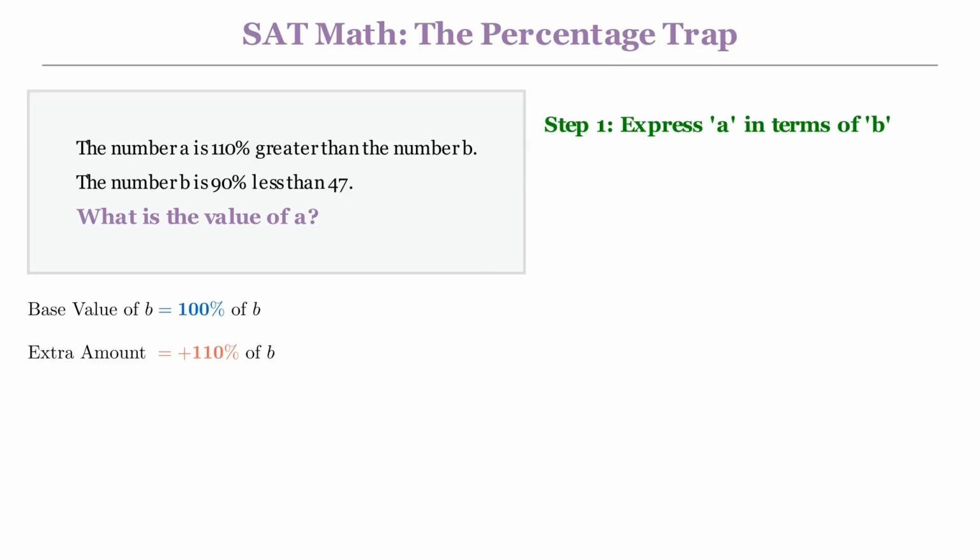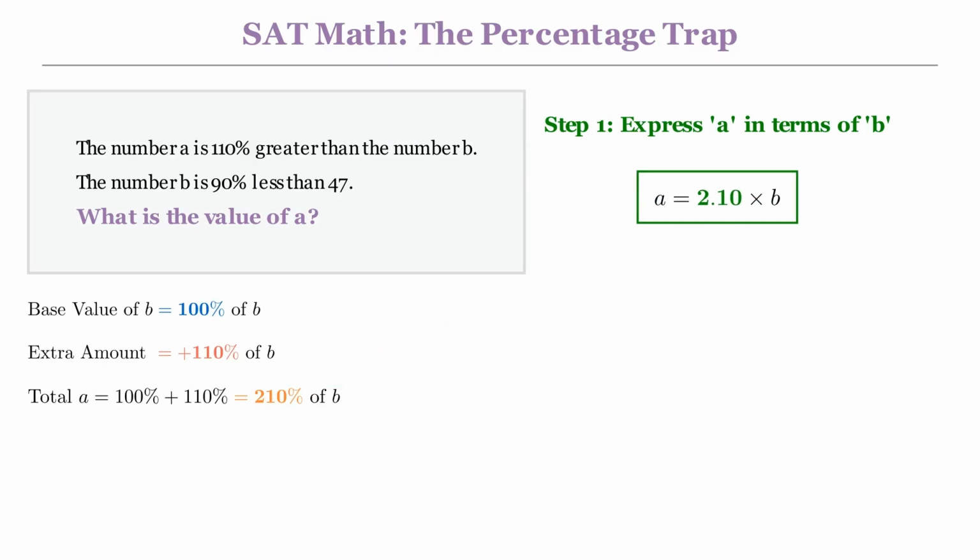To use this in mathematics, we always convert the percentage to a decimal by shifting the decimal point 2 places to the left. So 210% becomes 2.10. That is why we can write our first major equation after simplification as A is equal to 2.10 times B. So that is our first big simplification.